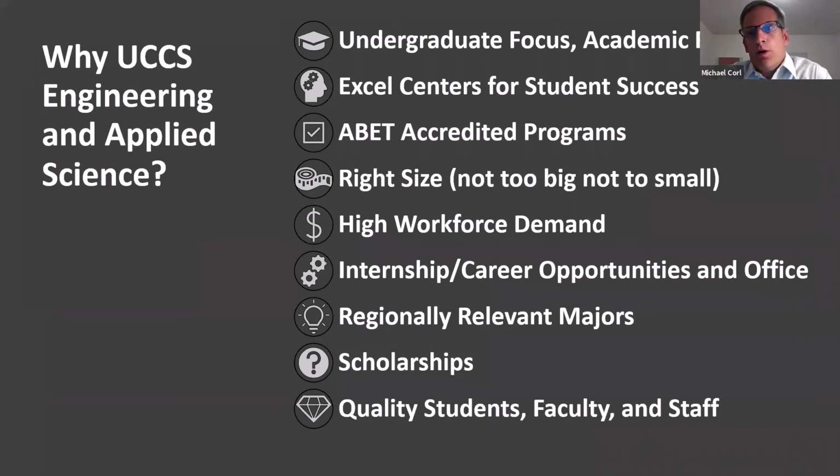So, here's kind of the sales pitch slide. Why UCCS Engineering and Applied Science? We do a lot of research, and we're considered an R2 school. An R1 school are the schools that have huge research emphasis. Being an R2 allows us to maintain a lot of focus on the students and the undergraduate courses. So our faculty aren't just doing research, they're very involved with the teaching of students and very dedicated to student success.